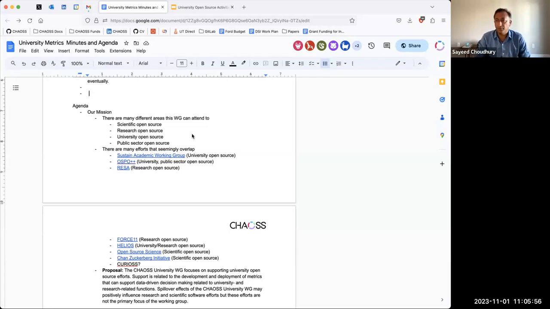Some of the earlier thoughts, not to say that's where we have to be now or where we have to go, were around imagining universities trying to take stock of the impact of the open source that they're creating. That's certainly something faculty care about, but if you're a university administrator thinking about the state of open source and its impact from my university, I think that was part of what we might have been thinking about.